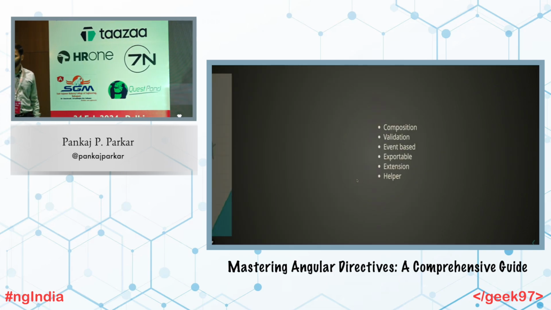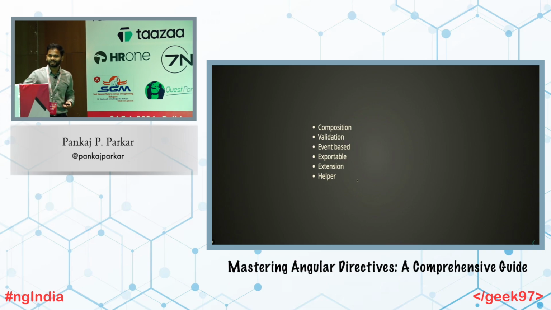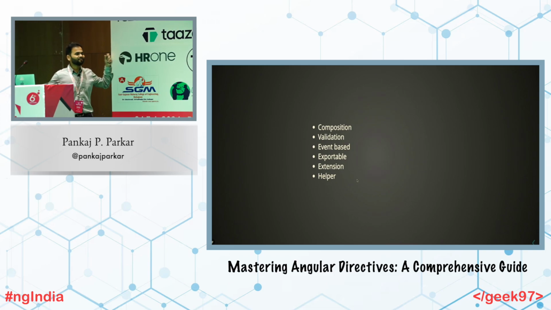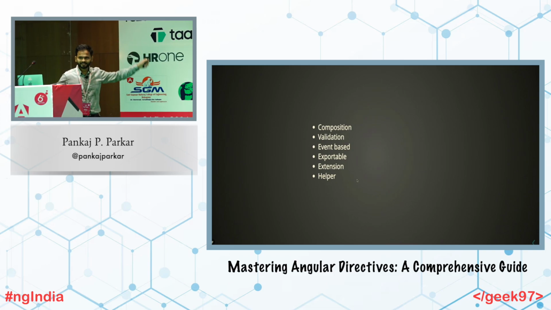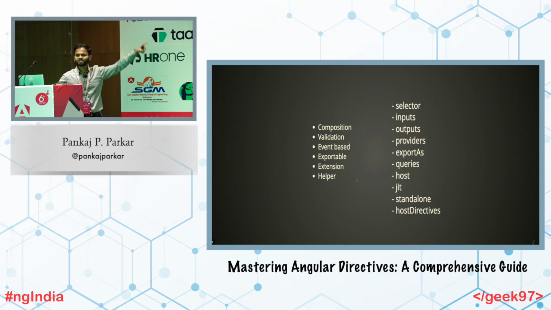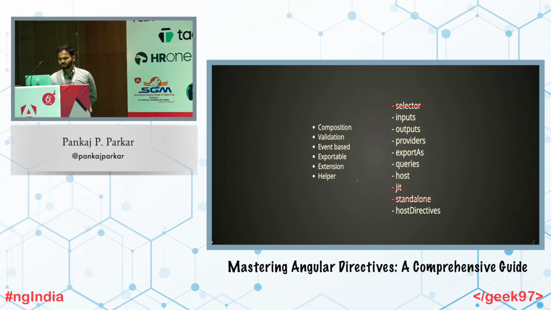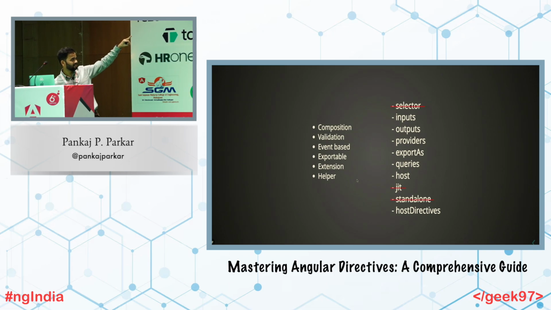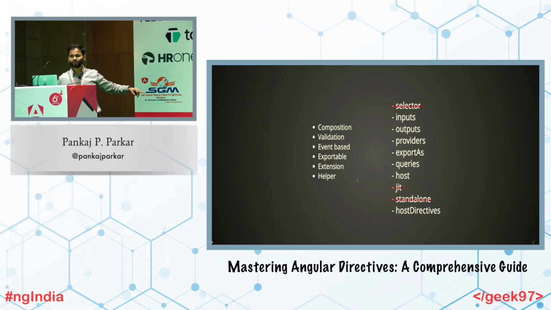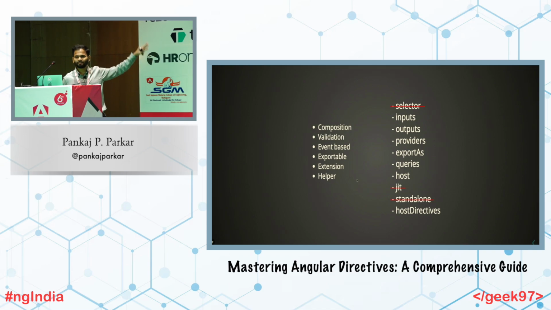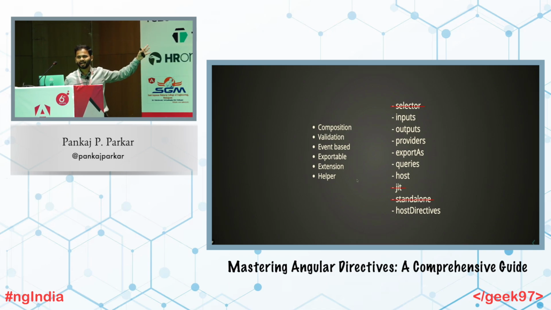Okay. So what we will do here is map the types of directive to the specific property from the decorator, so that you can understand which one to use when. Okay, so far so good. Out of these, selector, JIT and standalone, these three things are common ones, so we are not going to check those.